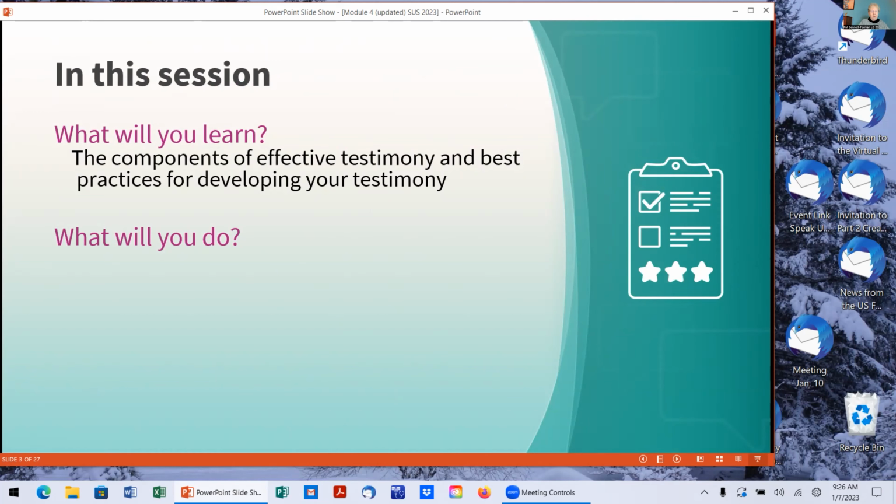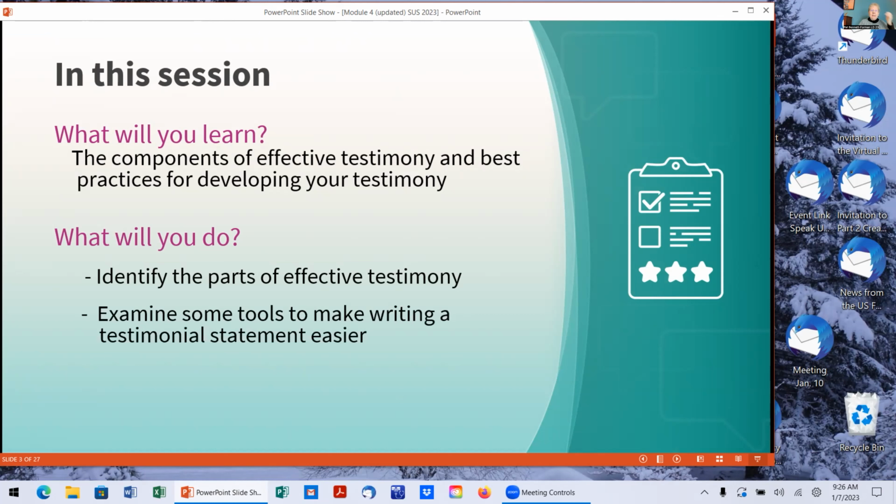Our goal is to help you feel comfortable putting together a testimony statement by identifying the parts of effective testimony, by examining some tools that will make writing a testimonial statement easier, and by practicing writing parts of that testimonial. You should be able to use these skills and tools that we're sharing today in a variety of settings, testifying on any topic, meeting with any legislator or decision maker, any group.